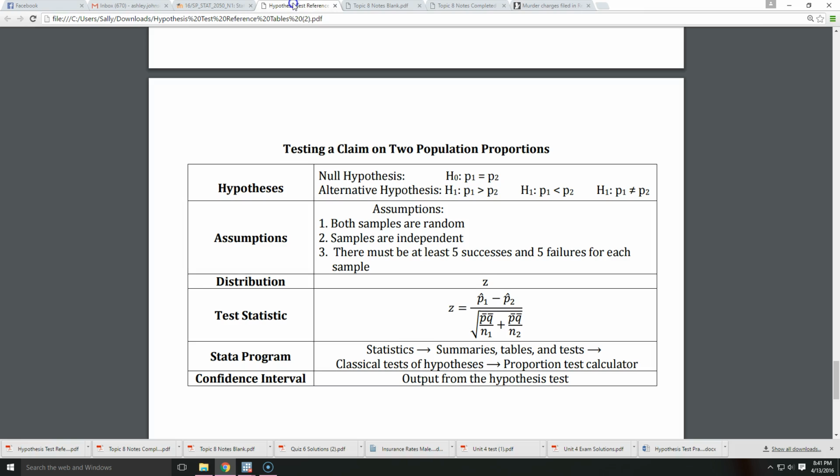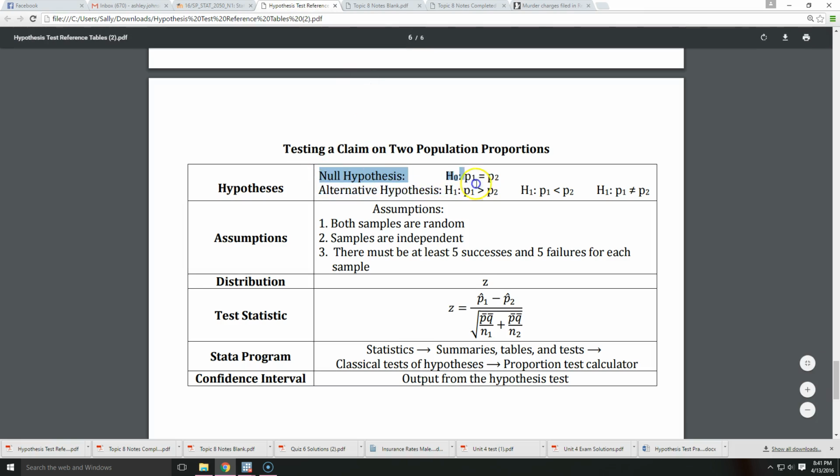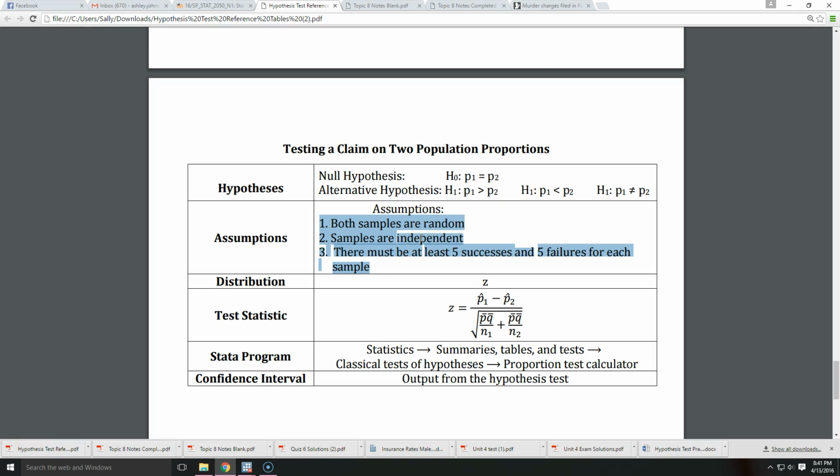If we look at the reference tables, we have the same null and alternative hypothesis setup that we have been looking at. And then we have the same extension from a one sample to a two sample test as we did with standard deviations and means.